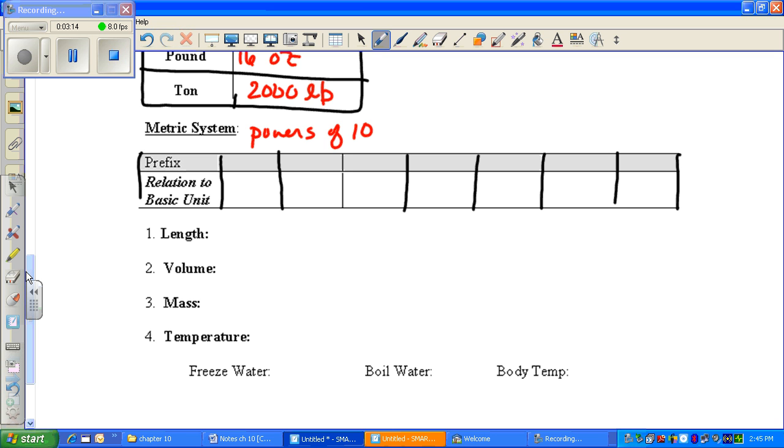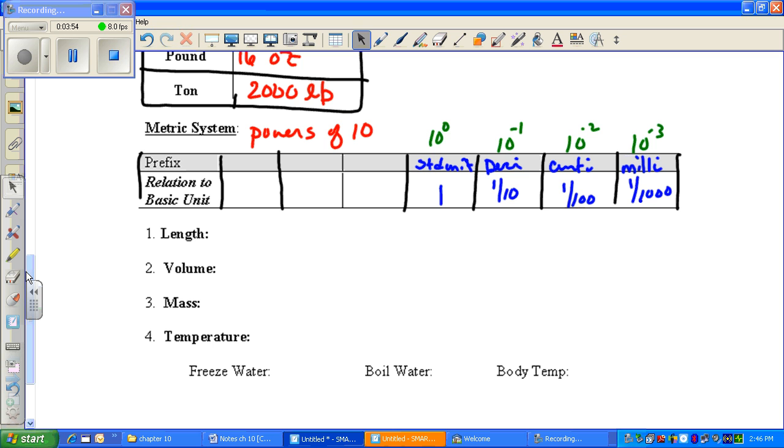So our standard unit, we'll place it in the middle here. Our standard unit is 1. And as we go down, we have deci, which is 1/10. We have centi, like in centimeter, which is 1/100th. And we have milli, which is 1/1000th. So if you recall, that's kind of a 10 to the negative 1, 10 to the negative 2 type situation that we looked at earlier. 10 to the 0, 10 to the negative 1, and so forth. So that was our negative powers that we had talked about back in Math 115.